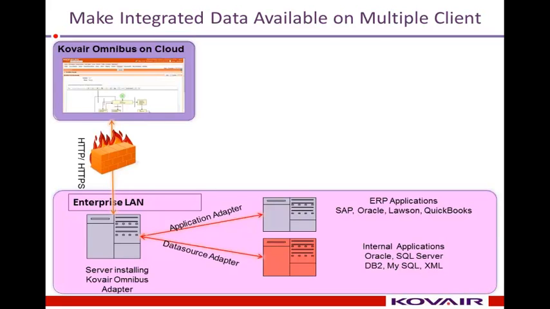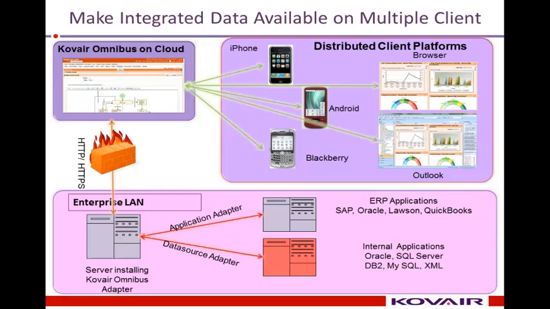Now there is another advantage of doing this. Remember that we have got the data all in the Kovair repository. So now, on top of that, as a byproduct, all those data which were in your legacy system as well as in your cloud system are now available through a number of different distributed platforms. So you can see it through the browser, through Outlook, or even on a number of different mobile platforms, iPhone or Android or BlackBerry.